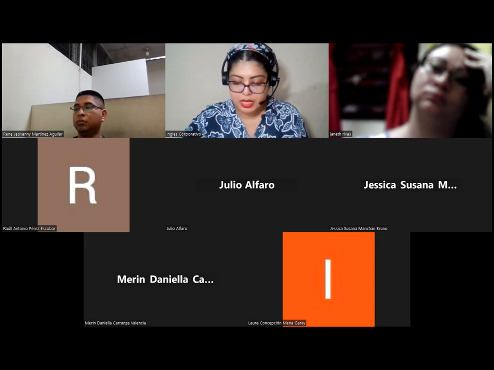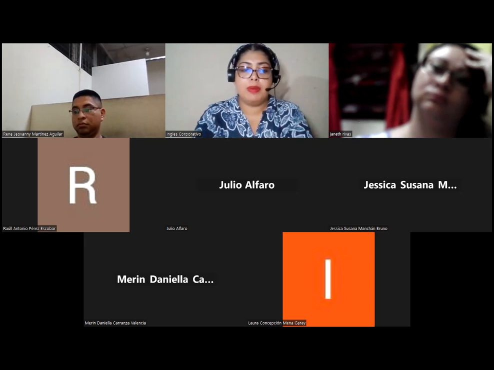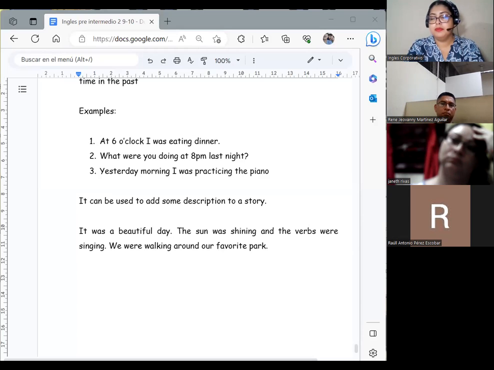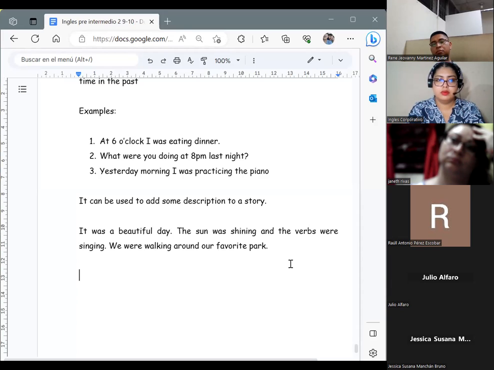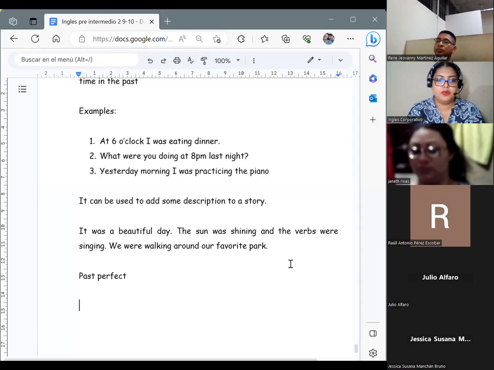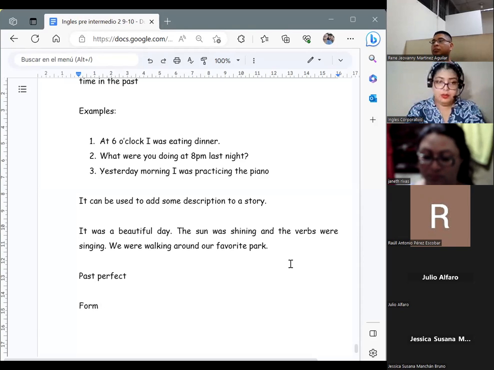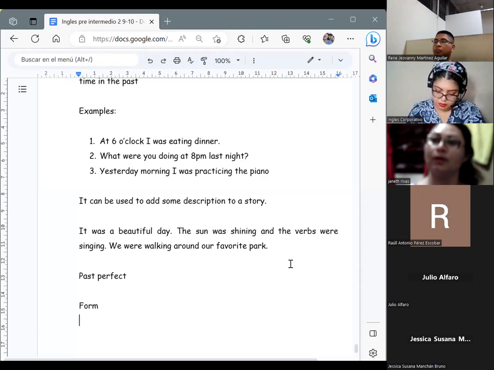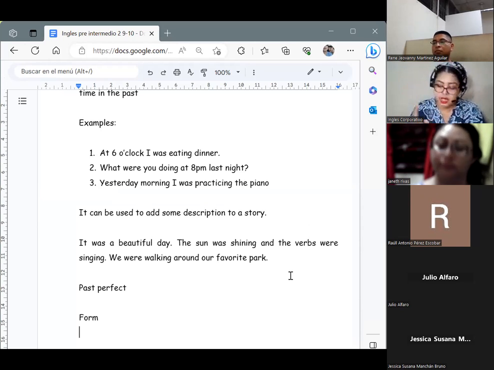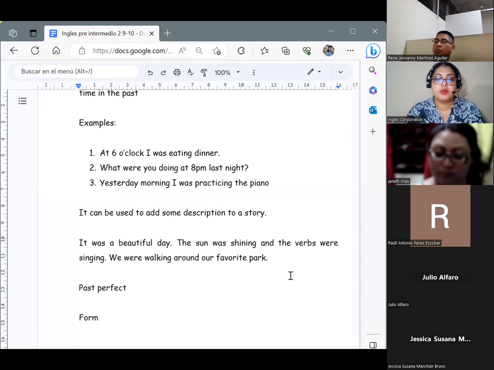Okay, we're going to see first what the form or the structure is for the past perfect. Okay, past perfect, and we have the form. So in this case, to complete this form or structure, we make the past perfect by using the auxiliary had plus the past participle.